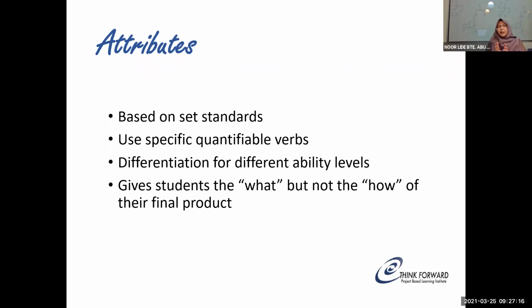You must use quantifiable verbs, because it is easier if something can be quantified rather than left very open. And you must be able to differentiate at different ability levels. For example, if you have incorrect on one end and correct on the other end, what can you put in between? Or if you say a few errors, and at the other end no errors, what would be in between? It gives the students the what, that means what they have to achieve, but not the how to do it. That is part of your instruction.